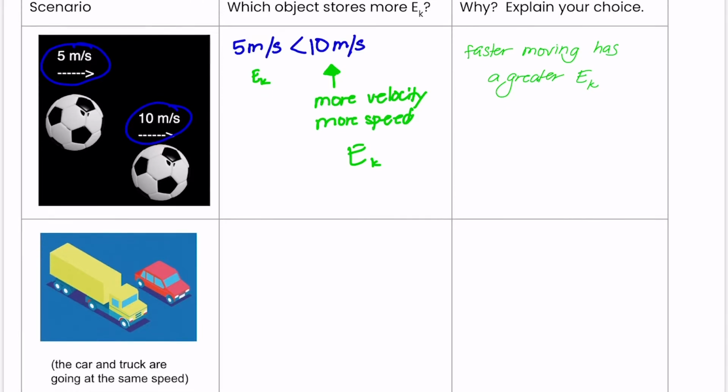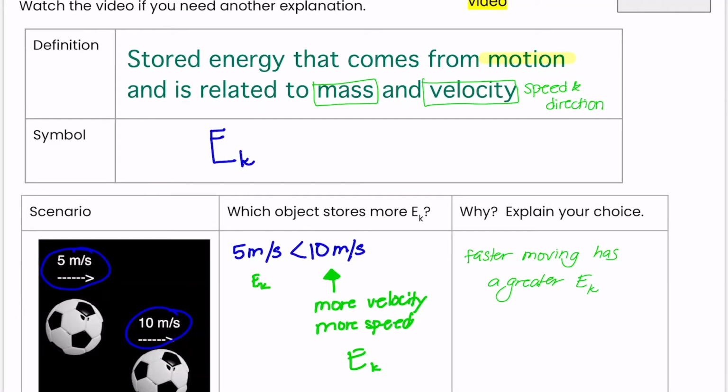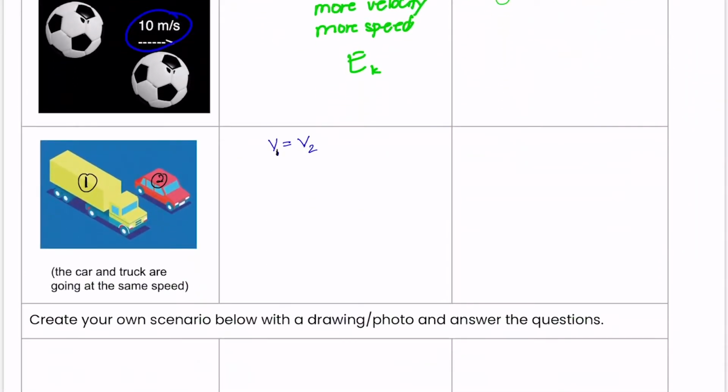And now the car and the truck that are going the same speed, so now the velocities are equal. We'll say this is number one and this will be number two. Their velocities are the same, so now let's look at their mass, mass one versus mass two. The mass of the truck is much bigger than the mass of the car.